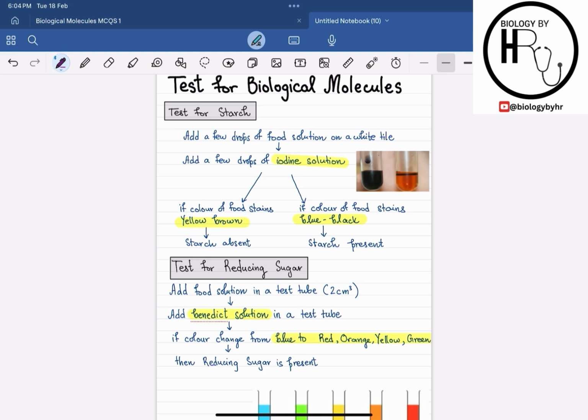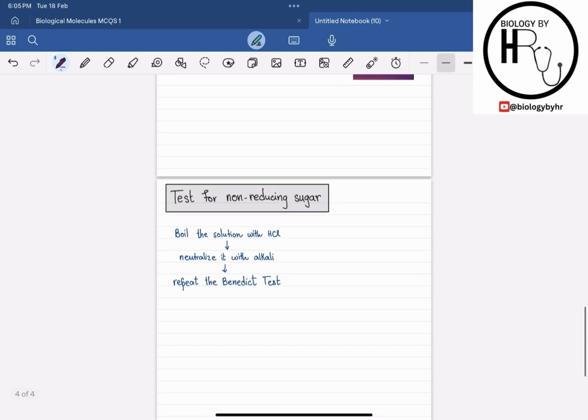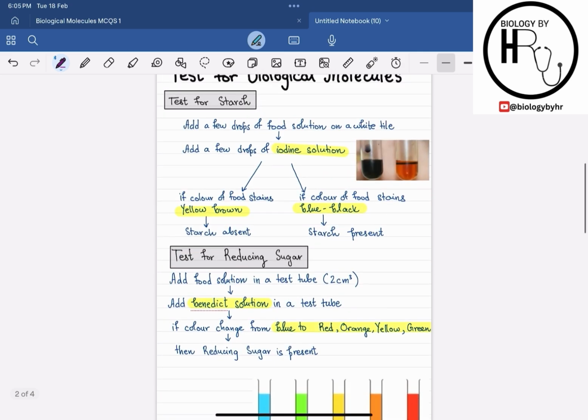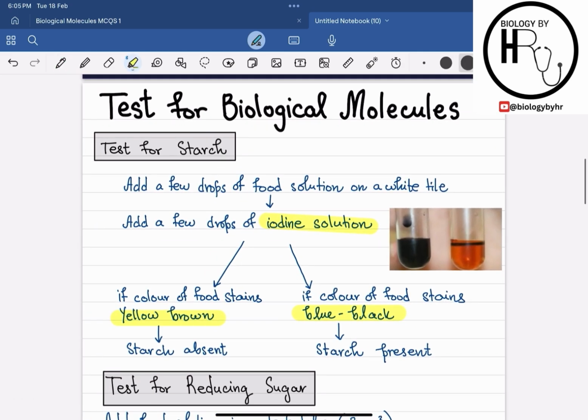Alright everyone, I also prepared some notes for the biological molecules. Let's discuss the test for starch first in much detail, so that you are able to solve the rest of the MCQs very easily. So, the test for starch. What is the test for starch?